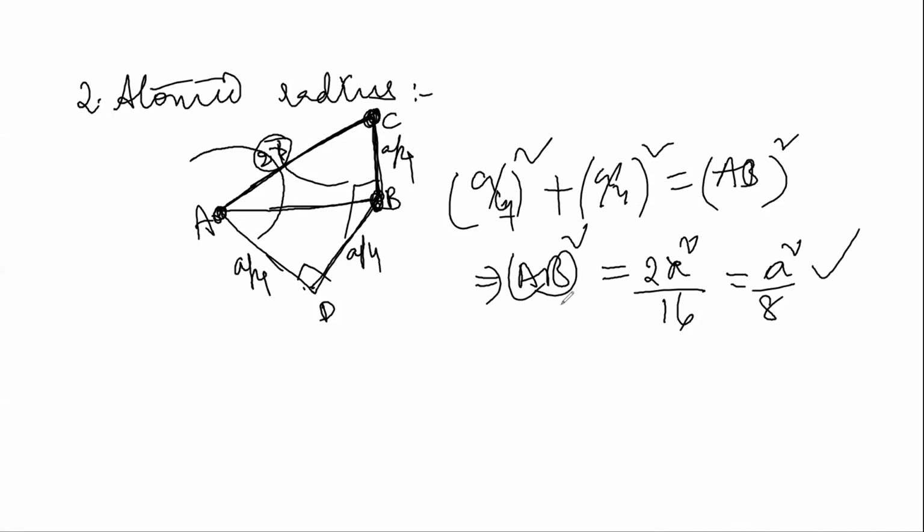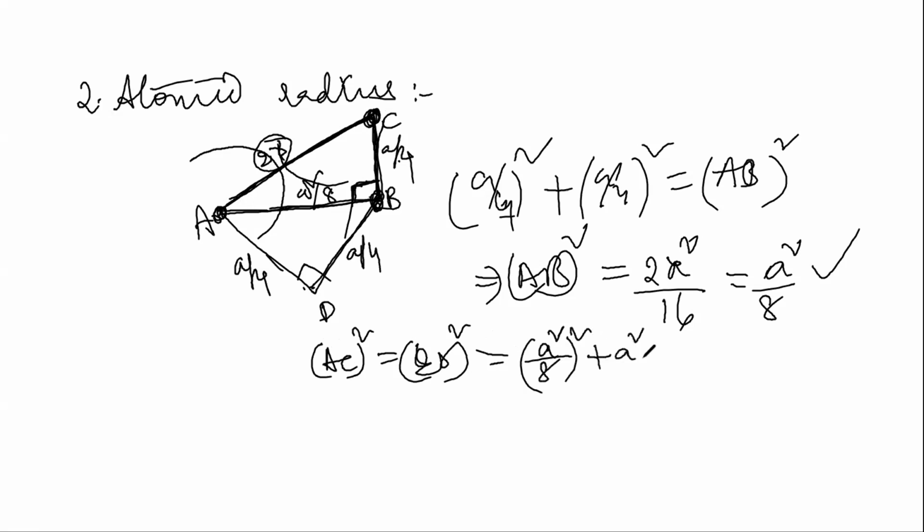Now similarly, I can calculate this one. I know this one and I know this one. This is a square by 8. This is a right angle triangle again, by Pythagoras theorem. This is 90 degrees. So a square by 8 plus a by 4 whole square gives you 2r whole square. That means I'll get AC whole square, which is 2r whole square, equal to a square by 8 plus a by 4 whole square.